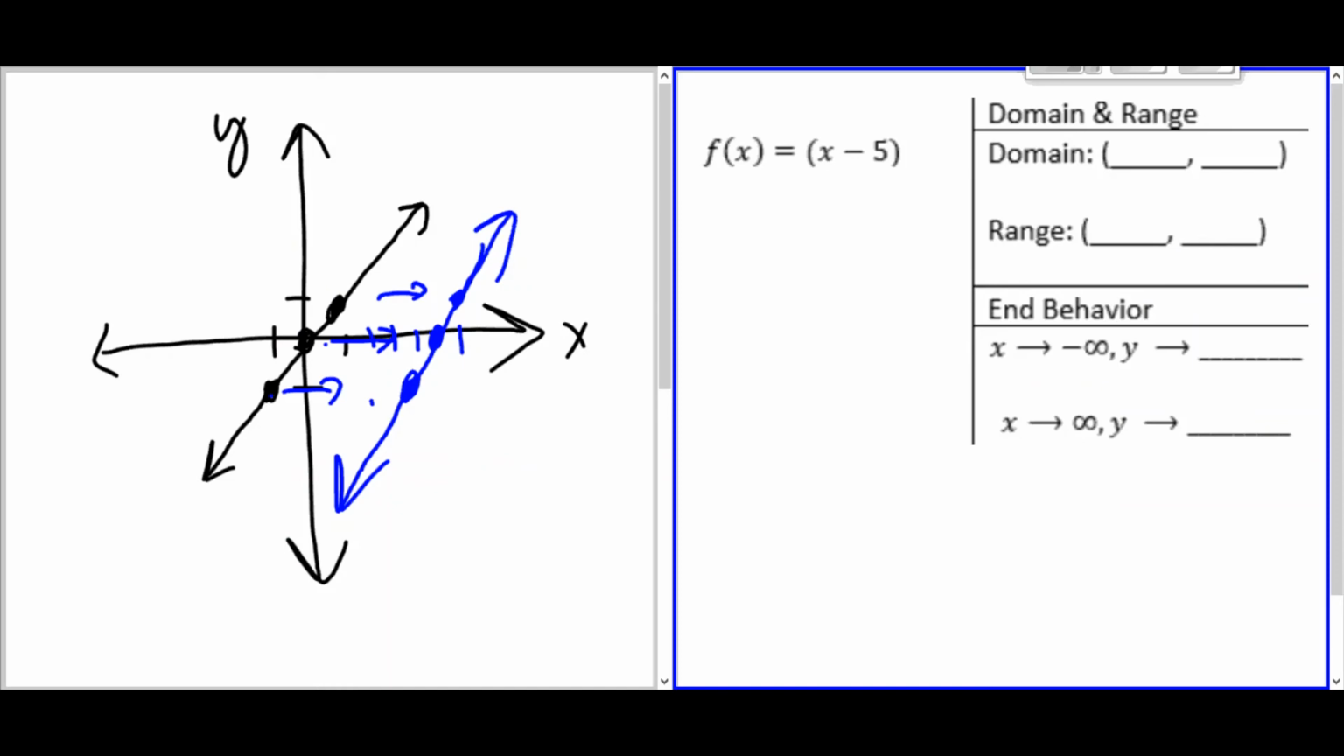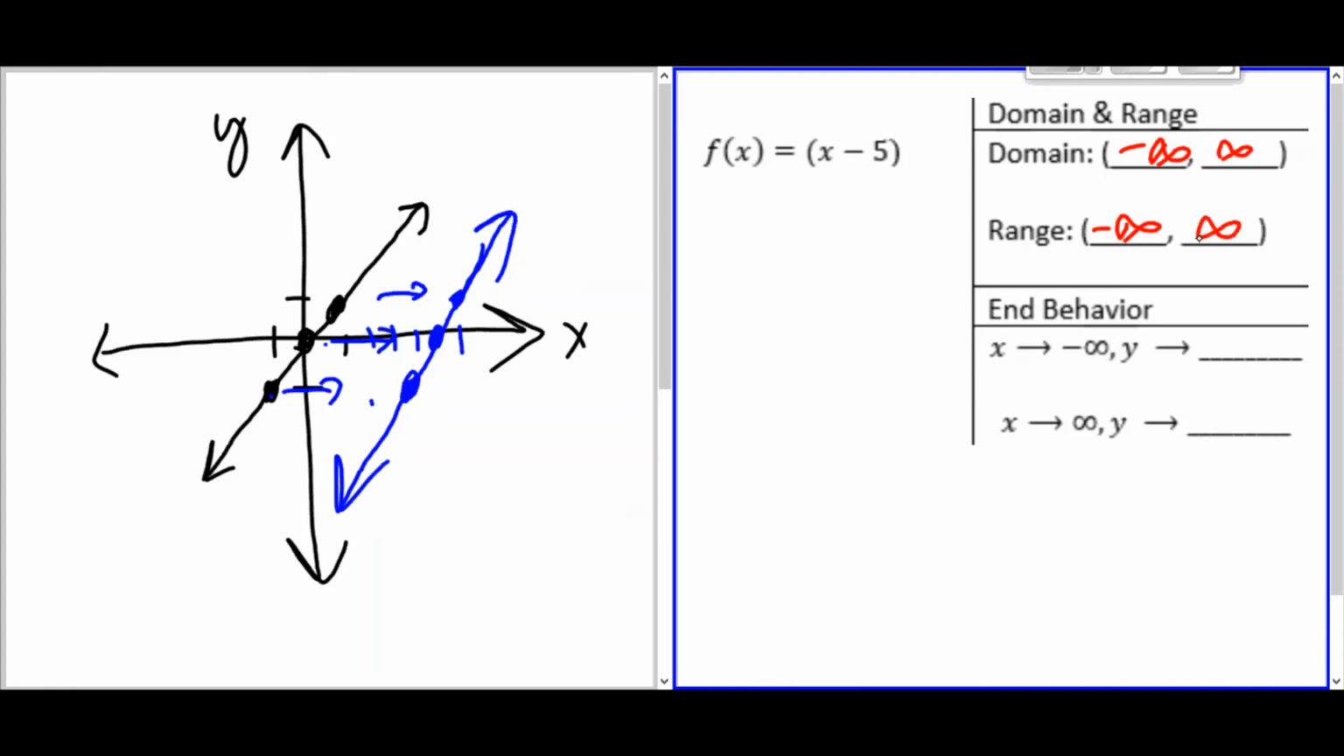For the analysis part, domain and range. So remember, domain and range, so we're looking at the blue function, because that's our new function. That's our f of x equals x minus 5. The domain, there's no restrictions on x, so it's negative infinity to infinity. The range, again, there's no restrictions on the y. I can get out any y value, so it's negative infinity to infinity.